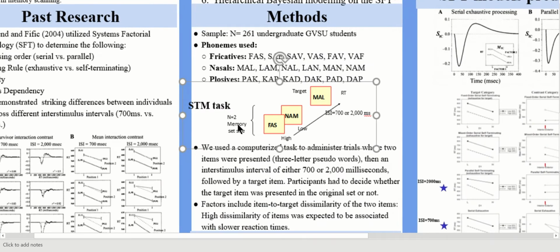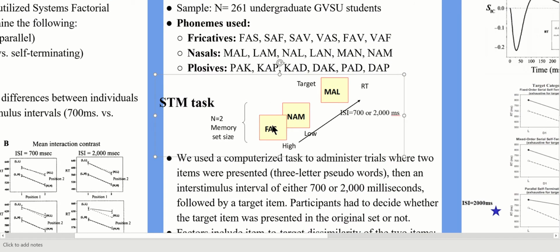The original study looked like this one. We have two items that made up the memorized set, and we have a target item. The task is to determine whether the target item was a member of the memorized set or not. The ISI varied between 700 milliseconds and 2000 milliseconds. That is the period before the last item in the memorized set and the target were presented. As we see, we used a series of words to be memorized.